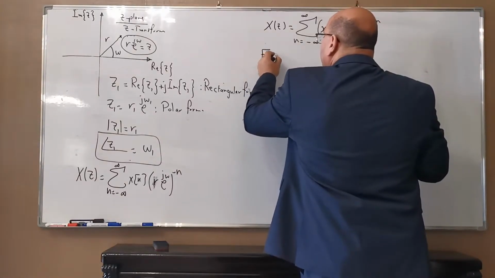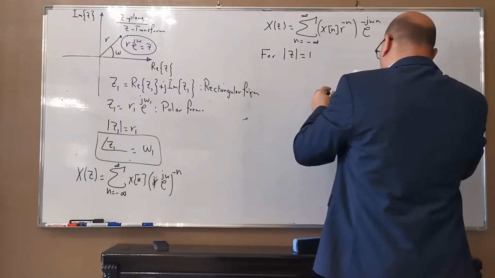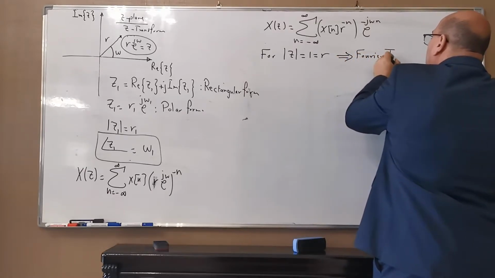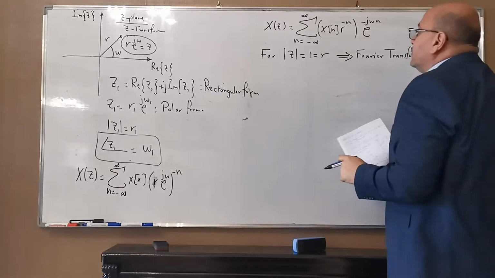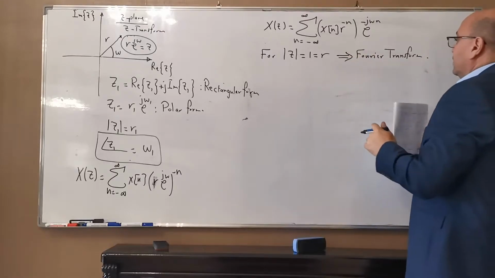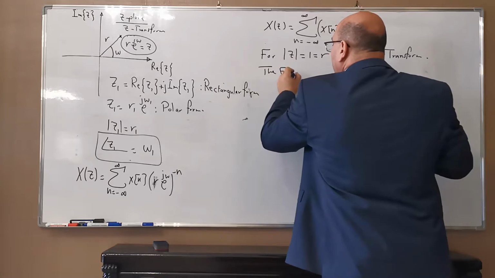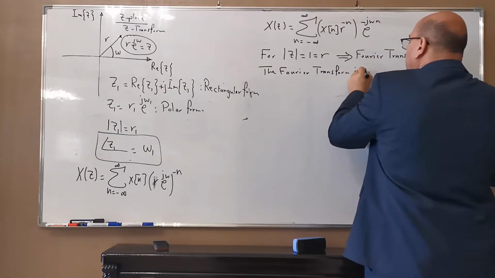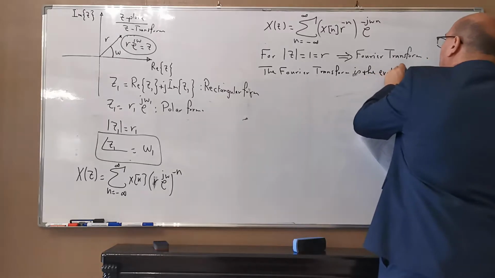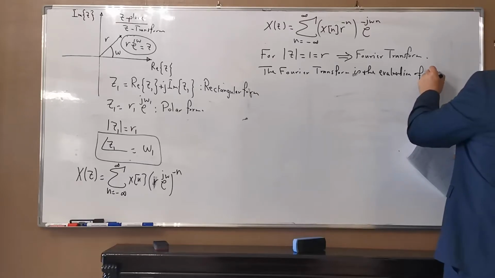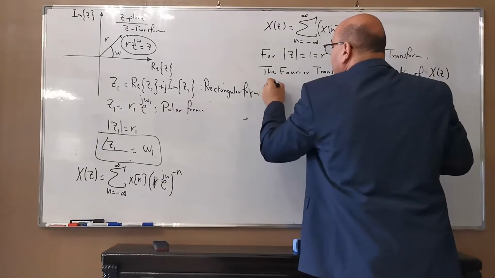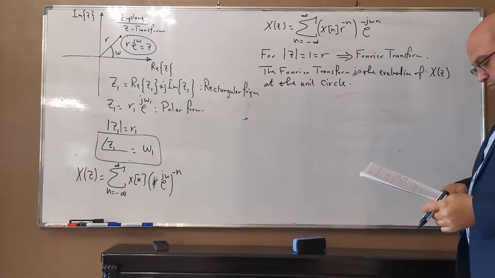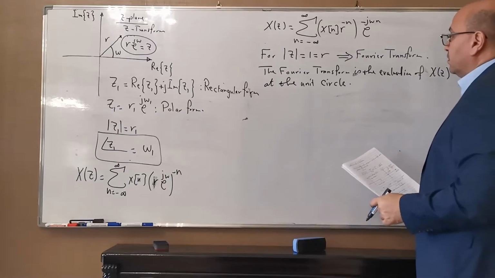Now, for the magnitude of z equals 1, which is equal to r, then we have the Fourier transform. So the Fourier transform is the evaluation of X of z at the unit circle. Okay, so if you evaluate this at the unit circle, you can find the Fourier transform.